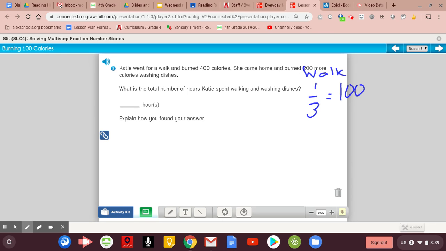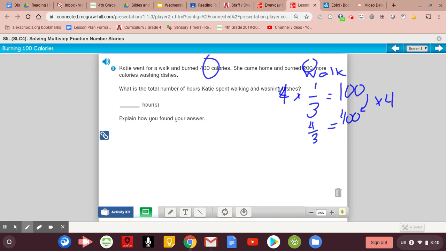All right, so what did I do to make this 400? Because that is what we were trying to do for her walk. Multiply by 4. So I'm going to do the same on this side. So 4 times the numerator here. 4 times 1 is 4. So I'm going to have 4/3. And I'm going to leave that in a fraction for now. And then I'm going to move on to her 200 calories washing dishes.